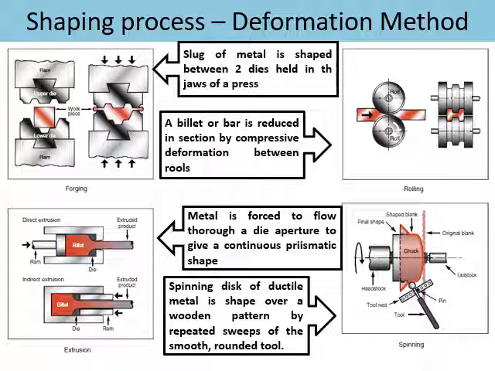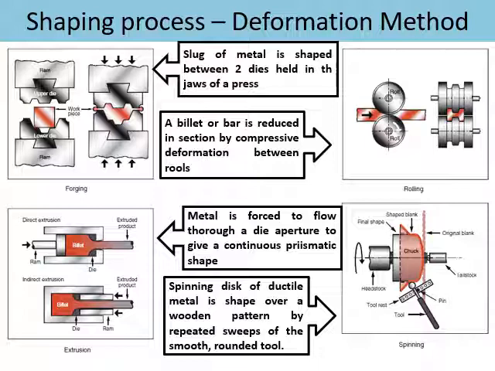Next shaping process will be the deformation method. The deformation method employs both mechanical and heat energy to shape materials. Usually, the material needs to be malleable in order to use this processing method. For metallic materials, the metal needs to be heated to a certain temperature so that it is soft enough to be shaped without changing its composition.